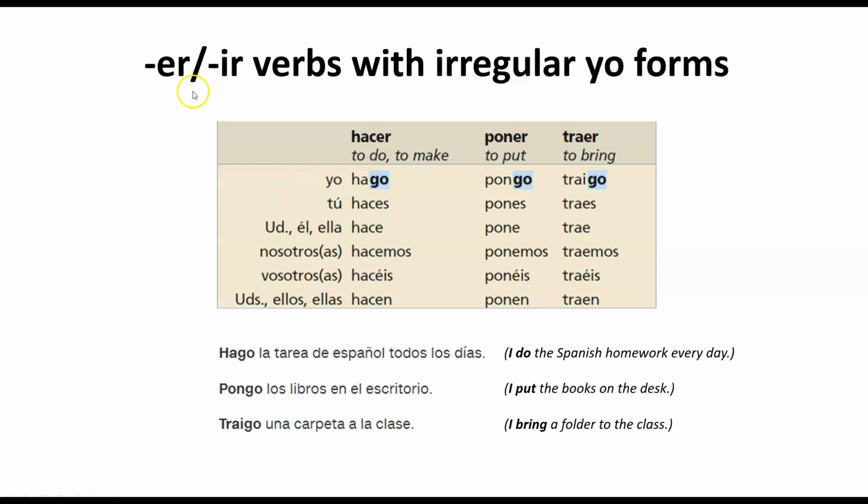Here are some verbs that end in ER and IR with irregular yo forms, like hacer, to do or to make, and the yo form is yo hago. So down here, hago la tarea de español todos los días. I do the Spanish homework every day. Poner, to put, yo pongo. Yo pongo los libros en el escritorio. I put the books on the desk. Traer, to bring, yo traigo. Traigo una carpeta a la clase. I bring a folder to class.